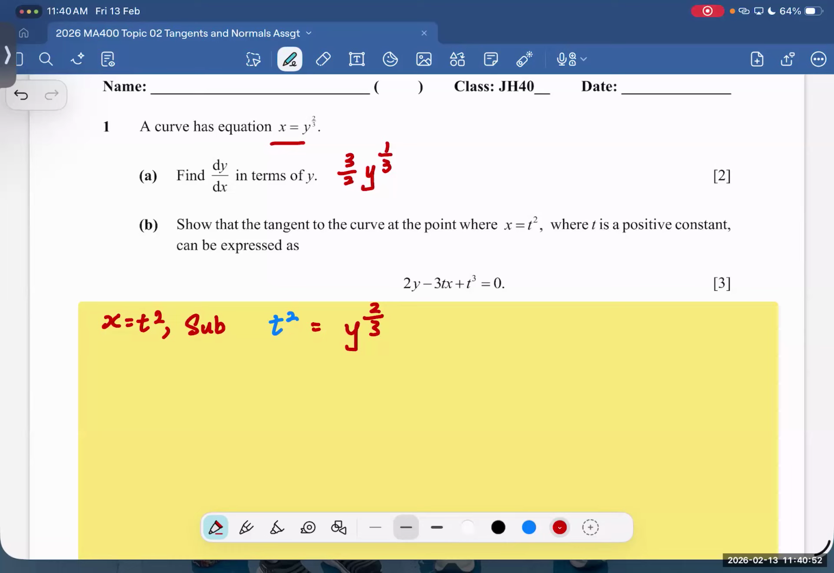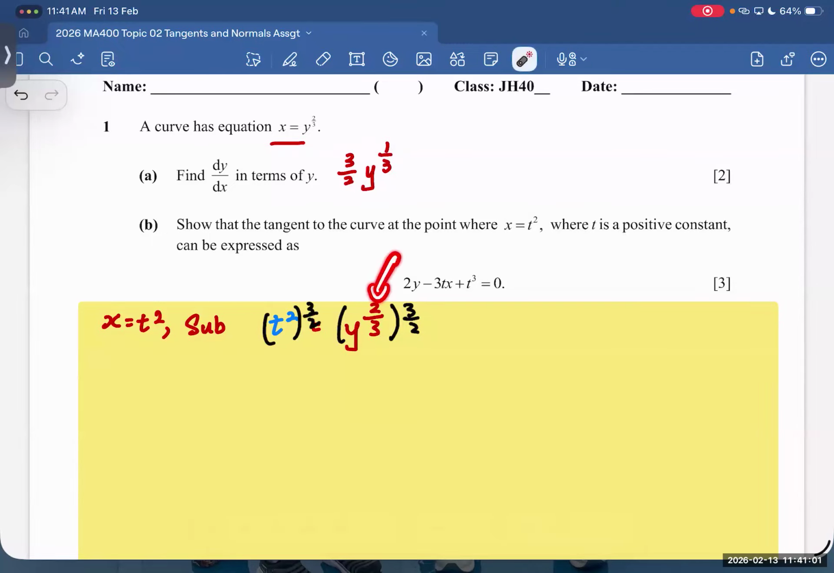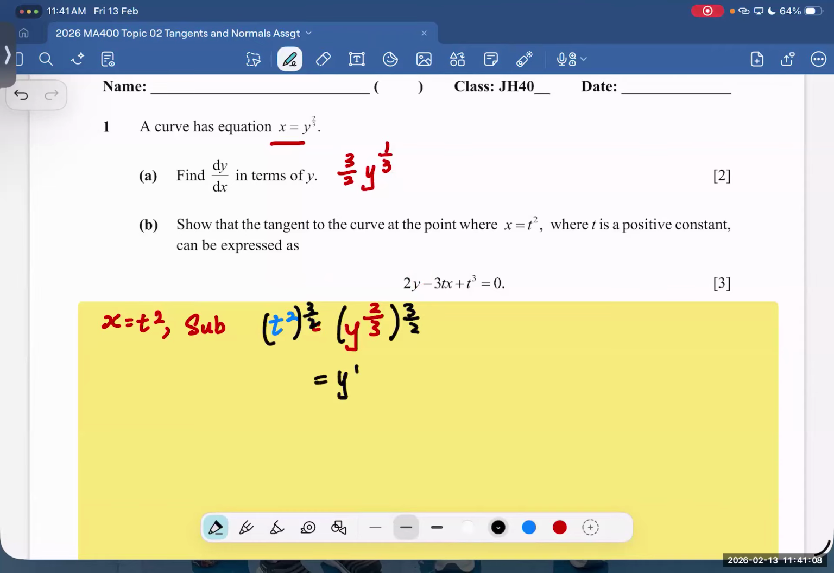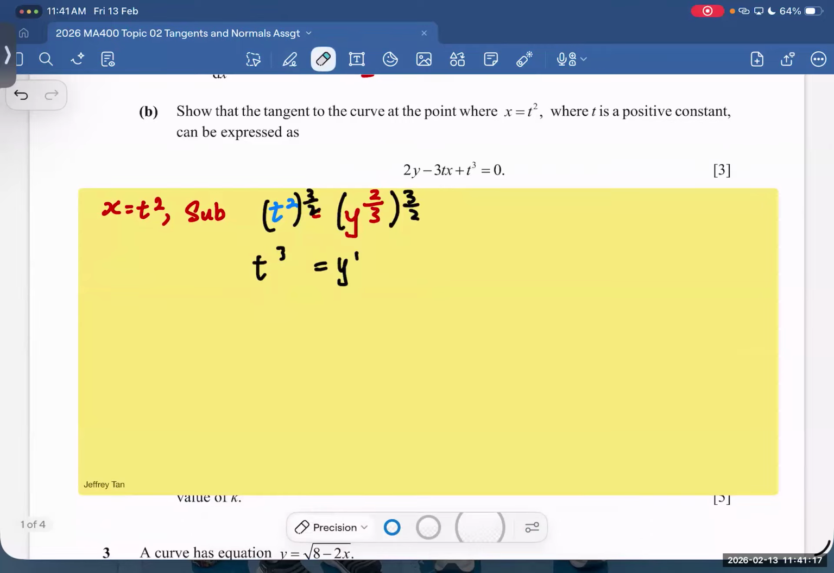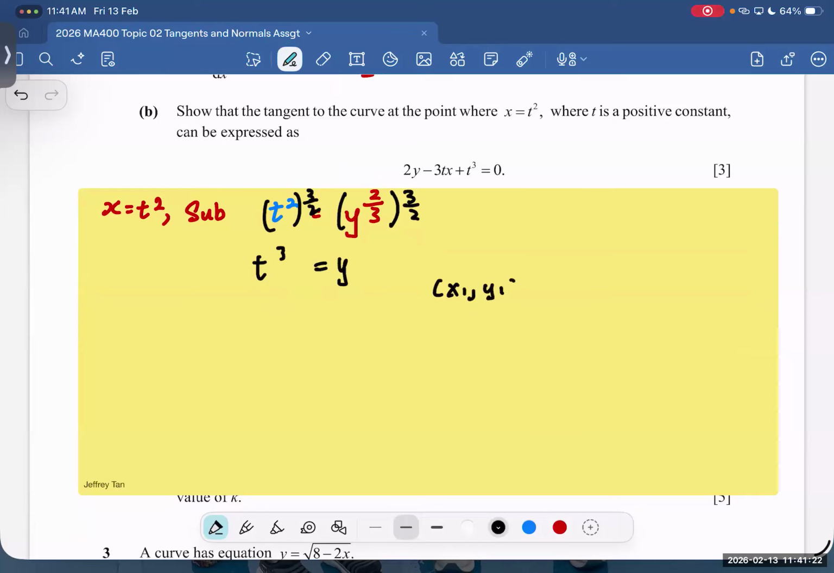Okay, usually what I'll do is a very small trick. 2/3, I will power 3/2. You notice when it's 2/3, I will power the reciprocal. This will allow me to get y to the power 1. Then on the left-hand side is t to the power of 3, t cubed. So y equals t cubed. Then my x1, y1 will be t squared, t cubed.